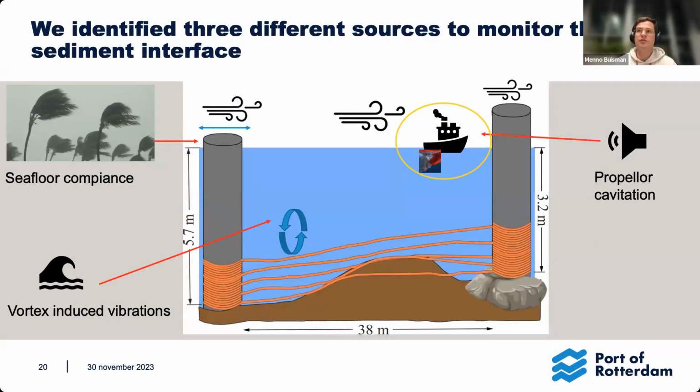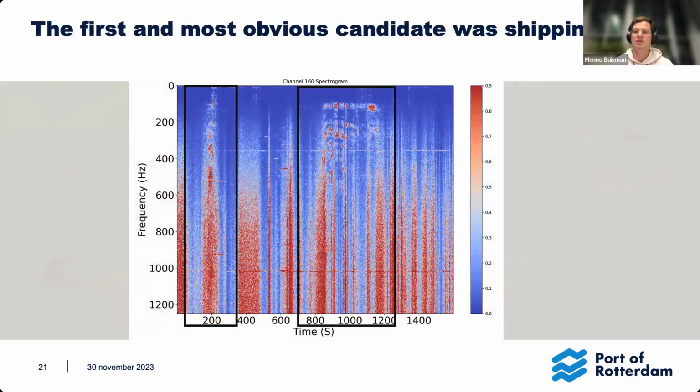Then we identified 3 different sources to monitor the water-sediment interface. One is seafloor compliance, one is propeller cavitation or vessel movement, and one is vortex-induced vibrations. Now, again, the first thing we started to ask ourselves: can we measure vessel movements with straight horizontal fibers, or can we only do it when coiled? Here I highlighted 2 particular vessels that came by. One you can see has a very nice hyperbola, and one seems to deflect. The hyperbola is not very well behaved.